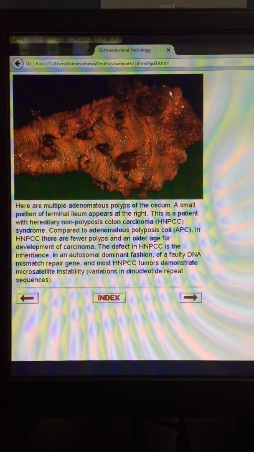Here is a cecum. This dilated part represents the cecum, and this thin part represents the terminal ileum. You can notice here a few lesions, polyps scattered on the cecum and ascending colon.